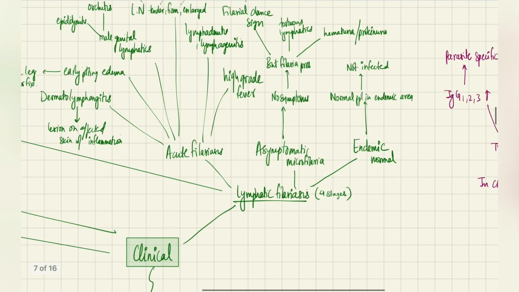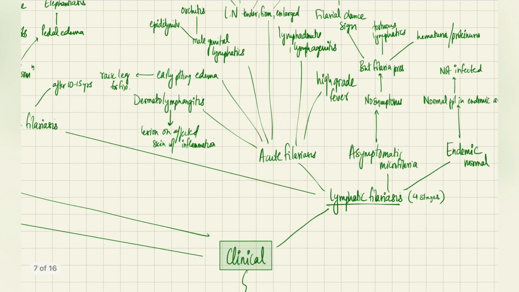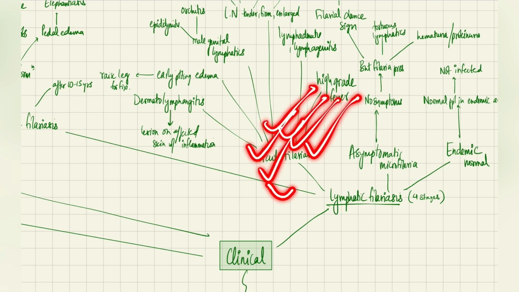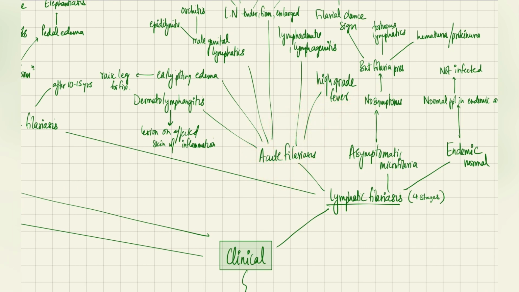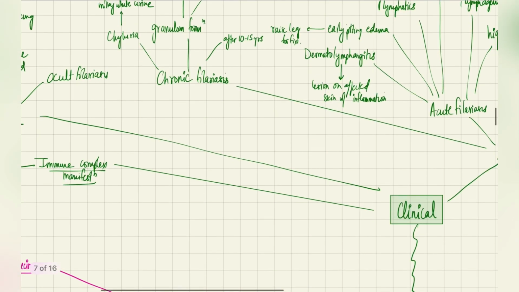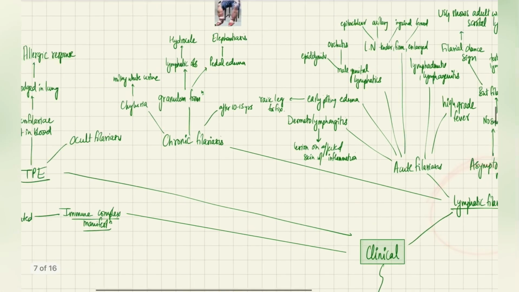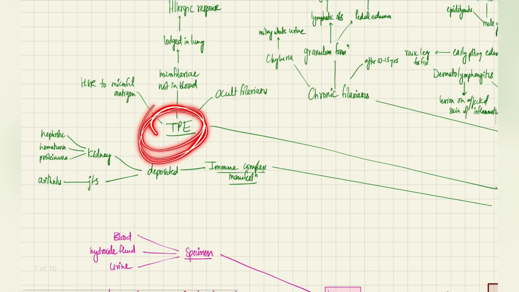Okay, so this was lymphatic filariasis and its 4 stages: endemic normal, asymptomatic microfilaria. Here USG filarial dance sign can be observed. Acute filariasis, where there is high grade fever, lymph nodes enlarge, lymphadenitis, lymphangitis, orchitis, epididymitis, dermatolymphangiosis is there. Okay. Then comes chronic filariasis, where we see granuloma formation. This occurs 10 to 15 years later. Chyluria occurs.